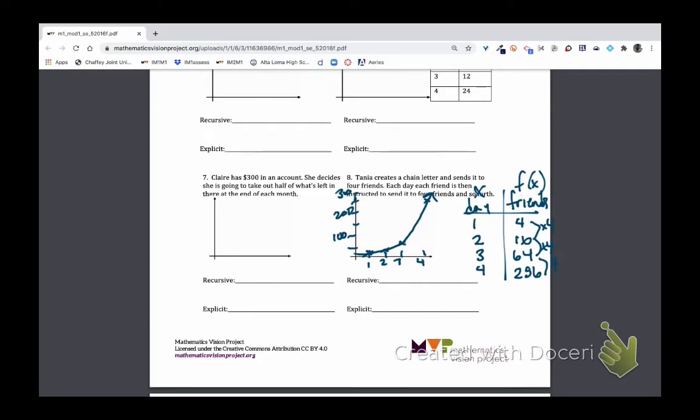Just as importantly, we also need to be able to identify the recursive and explicit equations. On day 1, it was sent to 4 people. Every next day, we took the people from the day before and multiplied it by 4. For the explicit, we have f of n or f of x. I'll keep it consistent there. F of x with the table that you have. Our first value was 4. And then every day, that common ratio is 4, to the x minus 1.